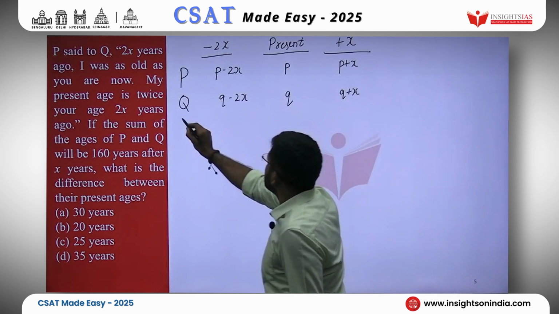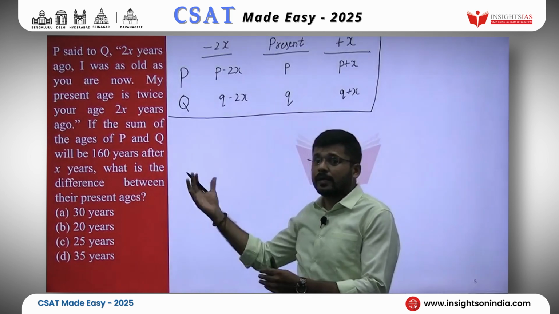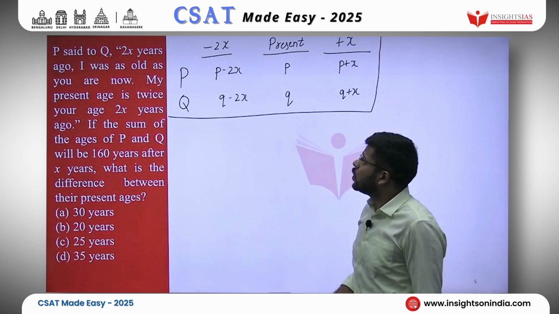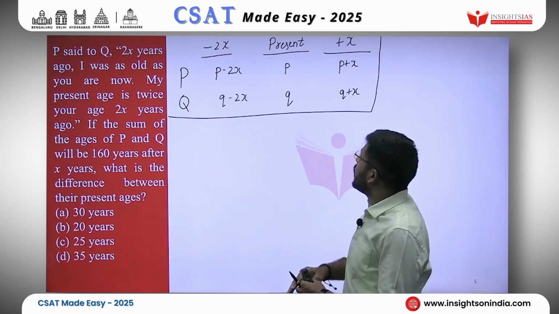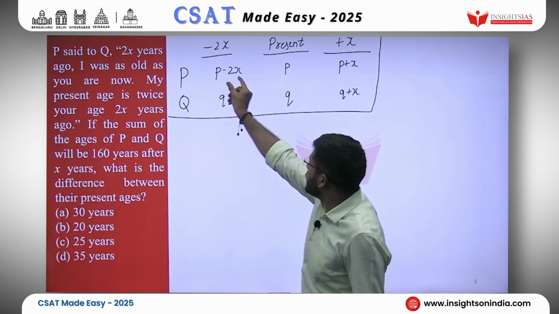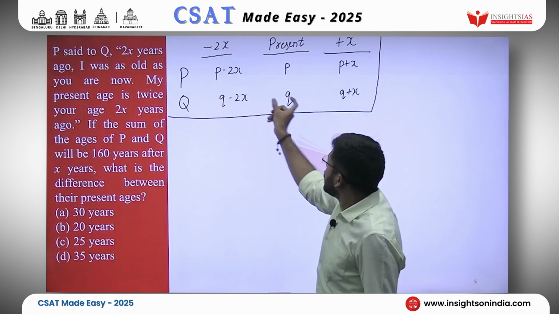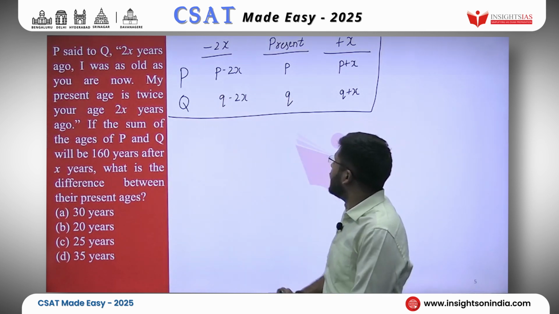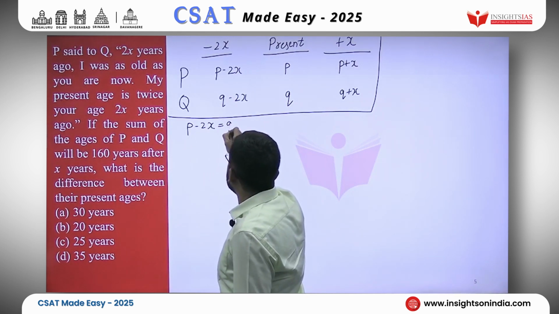Okay. Now we shall look at the data that is given, the equations that we can derive from the data given. 2x years ago, I was as old as you are now. Who is saying this? P is saying to Q. 2x years ago, that is P 2x years ago, P minus 2x was as old as Q is now. It means that P minus 2x is equal to Q.